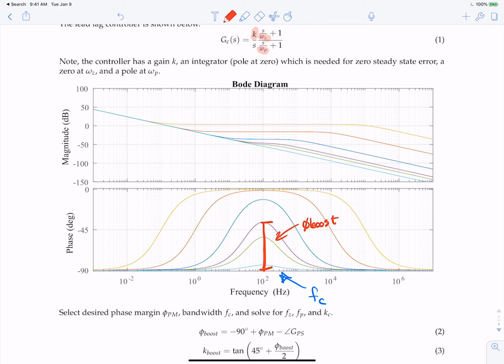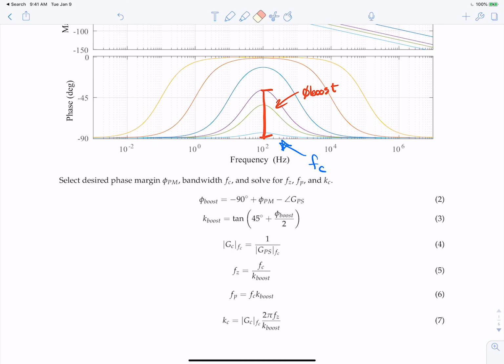What this is going to do is push our phase back up so we don't go past minus 180 degrees before the gain crosses through 1. And that ensures us stability, okay? So we'll do a couple examples to work this out and see what it means. But in this design process, all we're doing is putting the pole and zero closer together or further apart depending on how much phase boost we want.